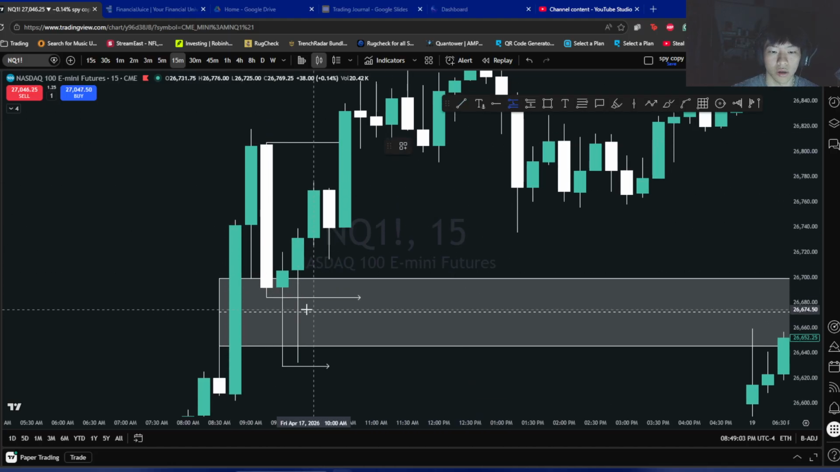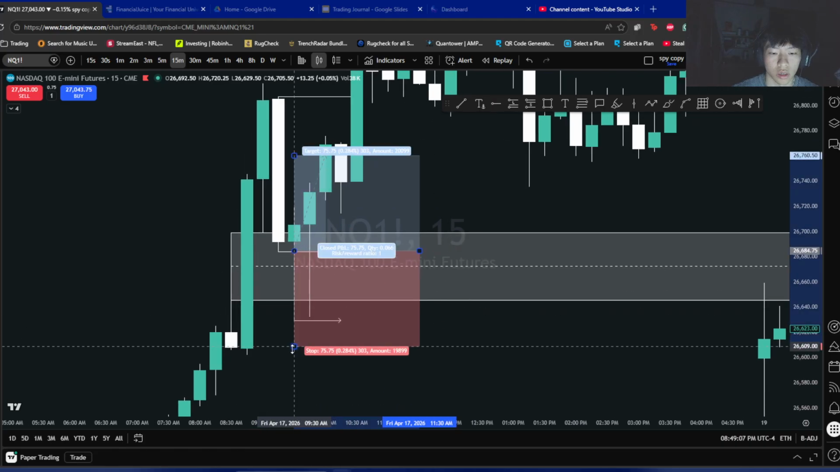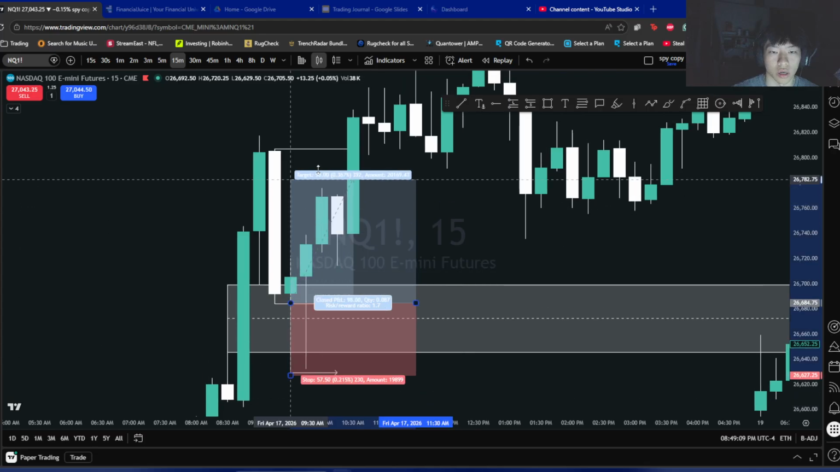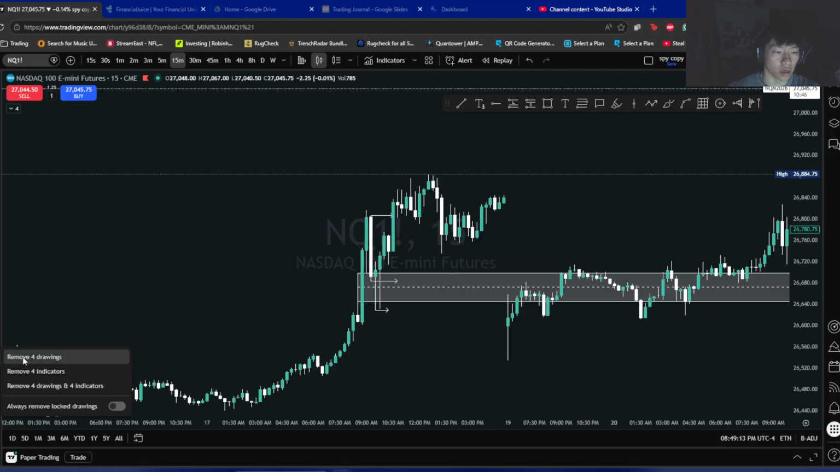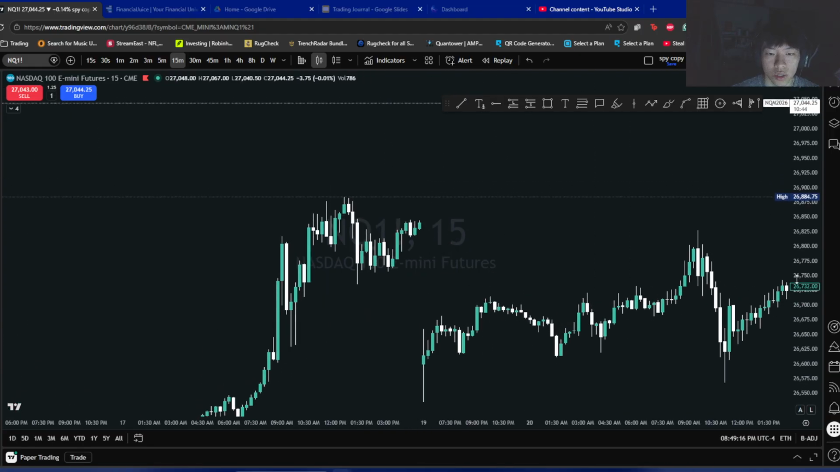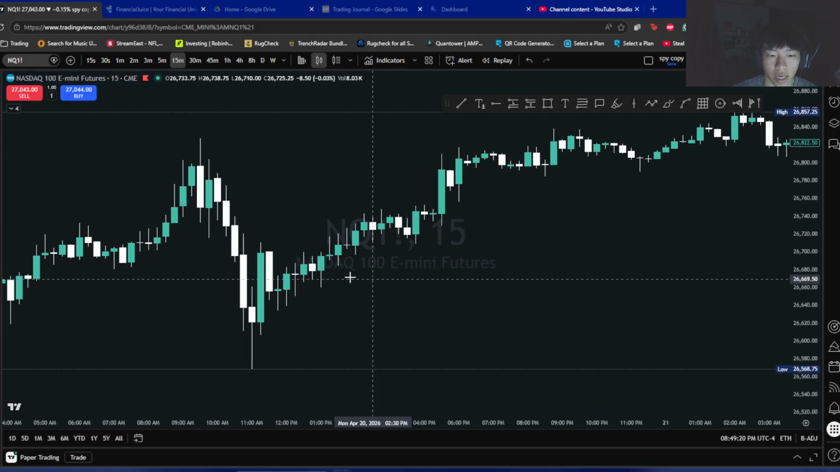As you can see here, you could have shorted right here once you saw this candle closure, stop below the low, and you could have targeted this high, okay? You can also use CRT to get your bias. What do I mean by that?